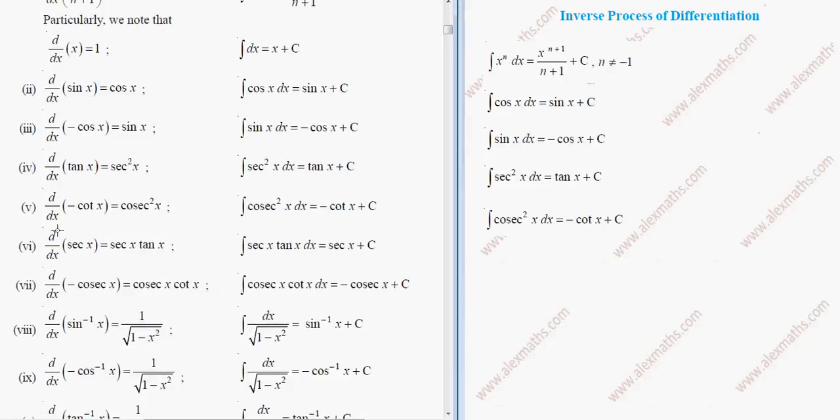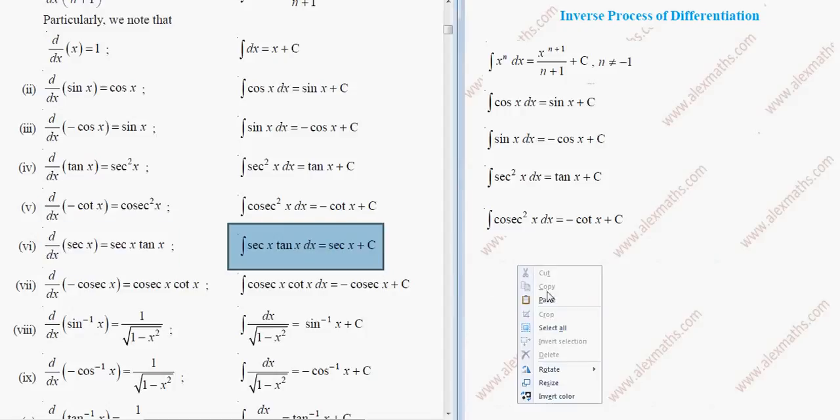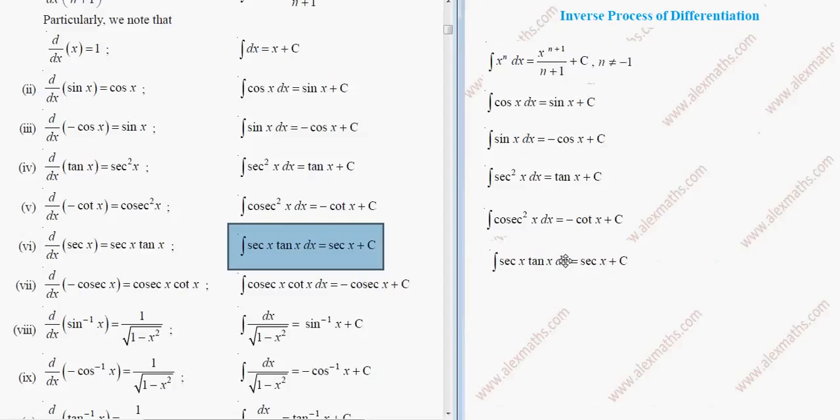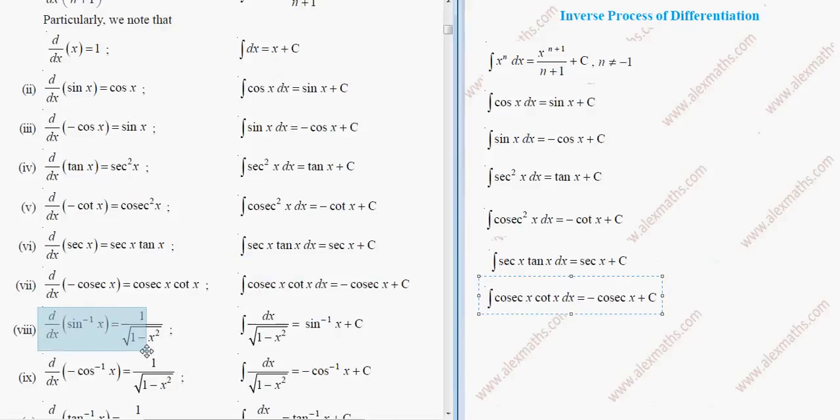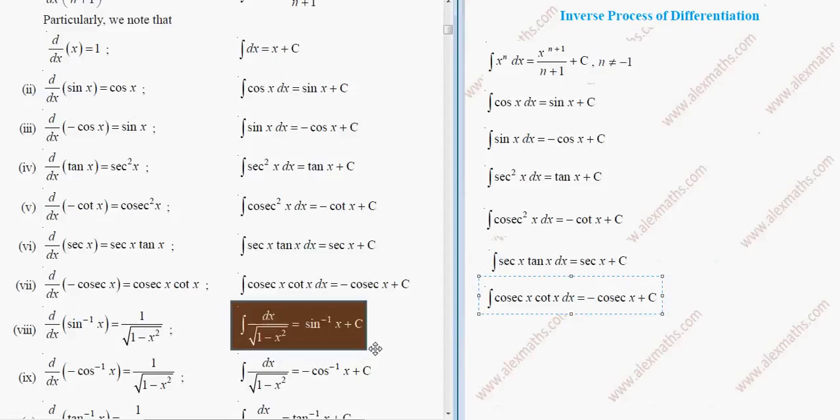Then the differentiation of secant x is secant x tan x. So the reverse process, the integration of secant x tan x, is secant x. Then comes the integration of cosecant x cot x, which is minus cosecant x. Then comes the differentiation of sin inverse x, which is 1 by root 1 minus x square. So the integration of dx by root 1 minus x square is sin inverse x.